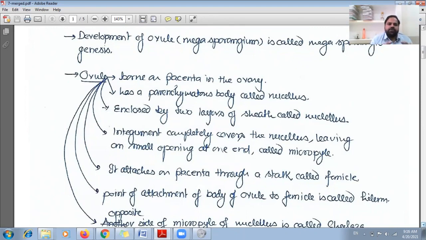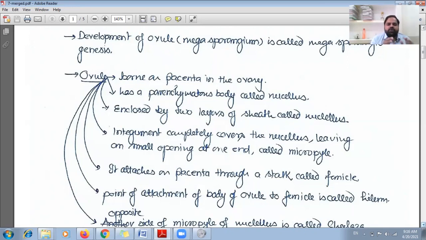The main tissue present inside the ovule is parenchyma cells, and the parenchyma cells which form most of the body of the ovule are called the nucellus. The third point is that it is enclosed by two layers of sheath. We will see the structure also. It is covered by two layers of sheath. The integument completely covers the nucellus, leaving a small opening at one end, which is called the micropyle.